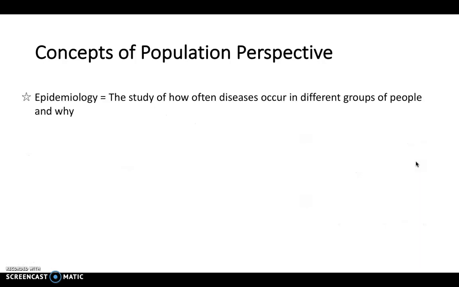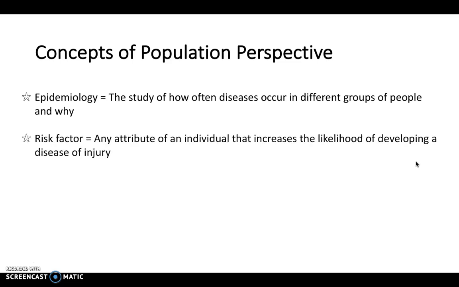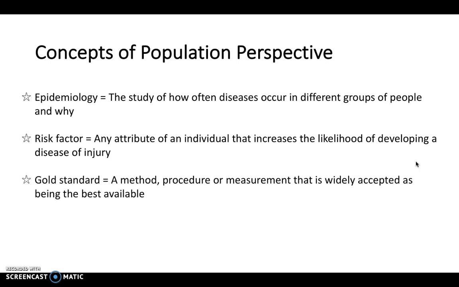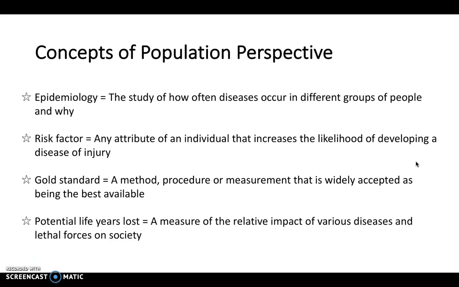So some more concepts then. Epidemiology in general refers to the study of how often diseases occur in a group of people and why they occur. A risk factor is anything that increases the likelihood of someone developing a certain injury or disease. And the gold standard is a method or procedure or measurement that is essentially widely accepted as being the best that there is available. One other concept to get your head around, which will be covered later on, is potential life years lost. So this is a measure of the relative impact of a disease on someone's life.